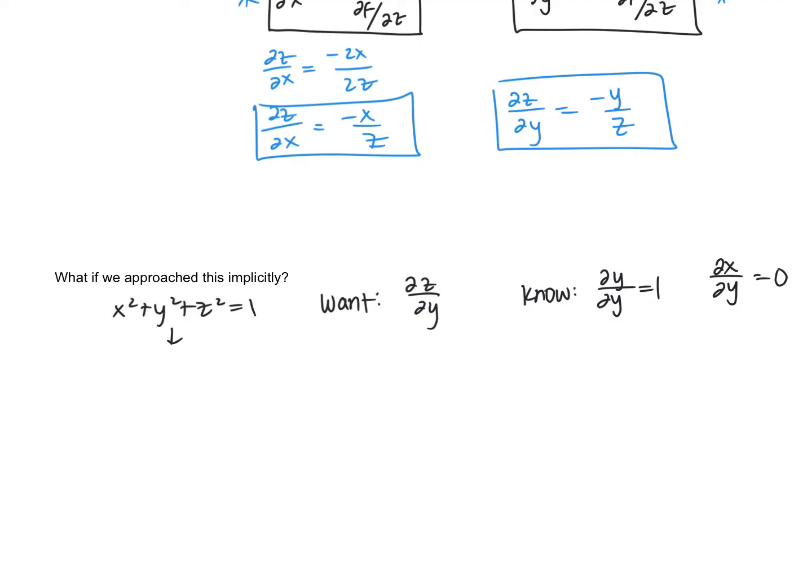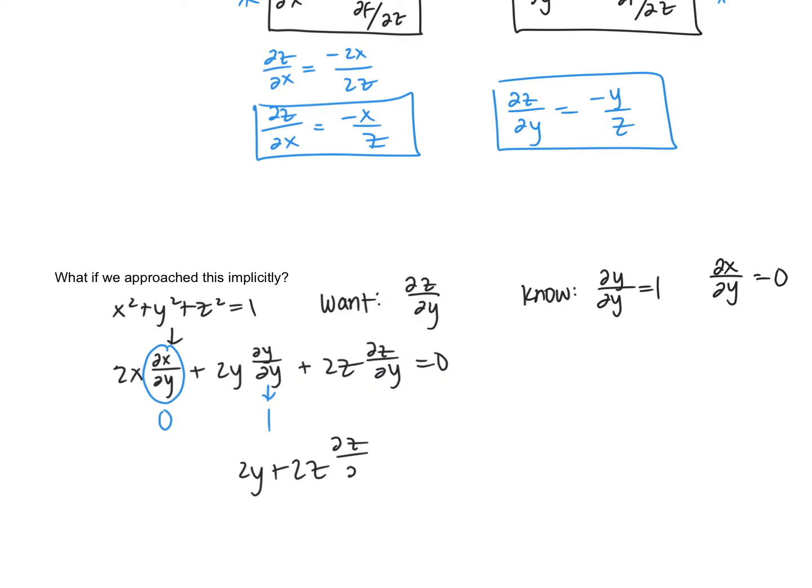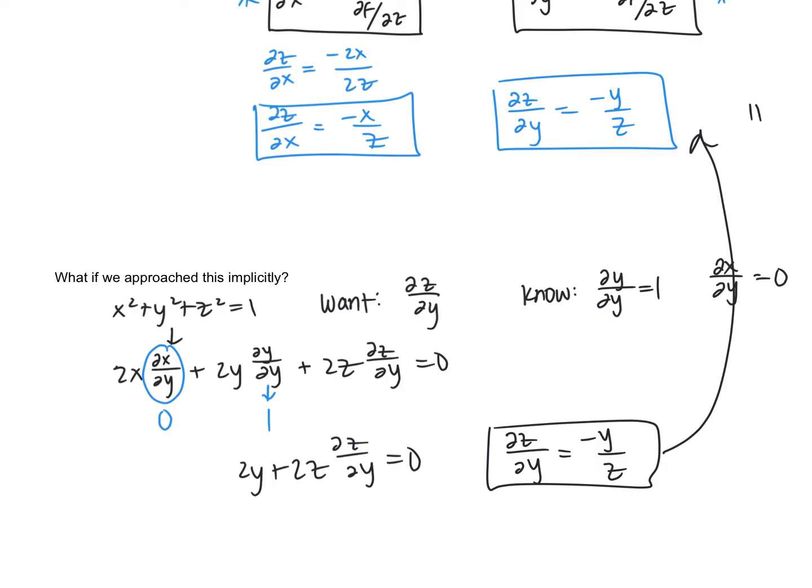So if we take the derivative with respect to y, we're going to get 2x partial of x with respect to y plus 2y partial of y with respect to y, add 2z partial of z with respect to y is equal to 0. Like we said, partial of x with respect to y is 0, partial of y with respect to y is 1. So that gives us 2y add 2z partial of z with respect to y is equal to 0. So solving, that gives us the partial of z with respect to y is equal to negative y over z, which is exactly what we got above.